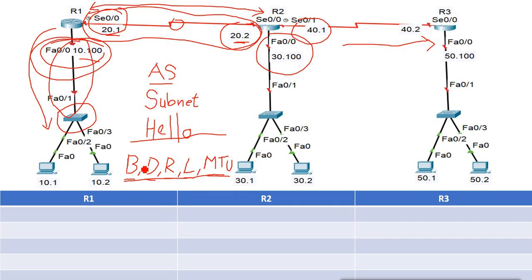Only by default, what do we have enabled? Bandwidth and delay. The other metrics are not enabled by default, because if you enable them, your router has to do a lot of work and it can put a load on your router. So by default they are not enabled, but in case you want, you can enable any of these metrics also. These metrics are denoted by K values.